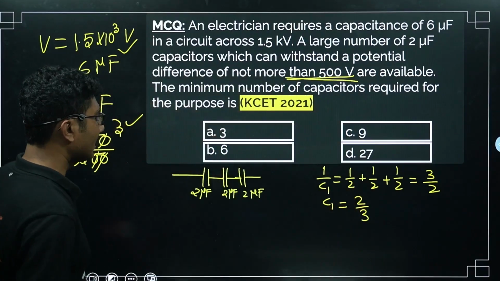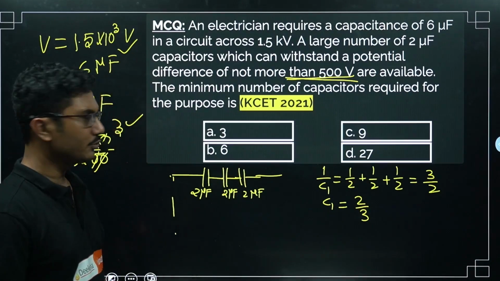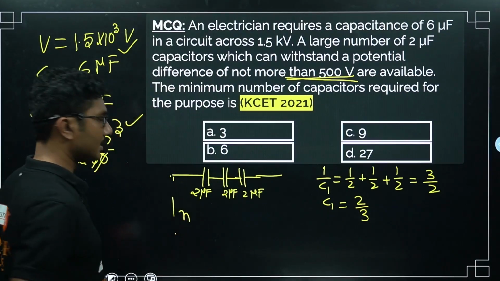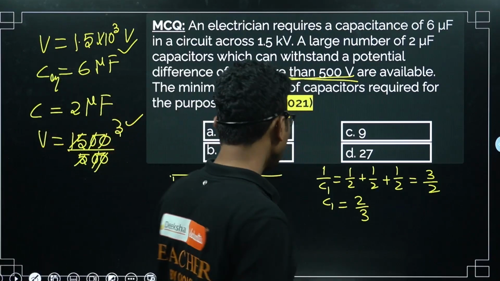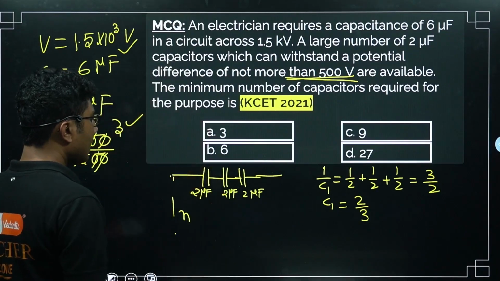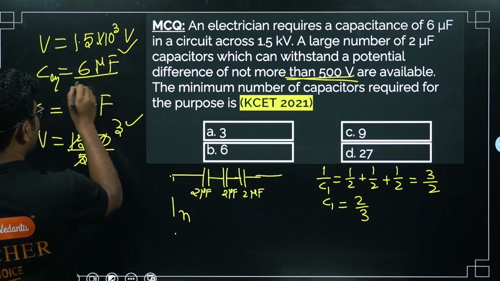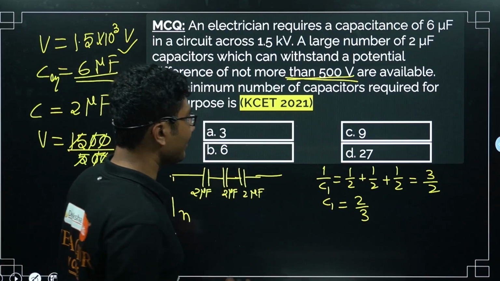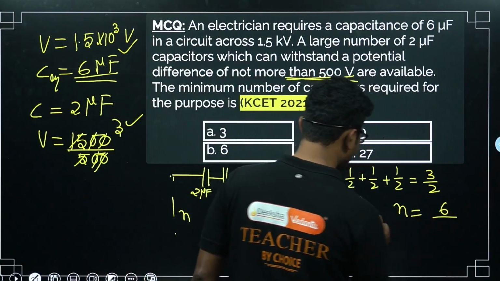Now this is one line. Now we need so many lines. Suppose we need n number of lines. Now all of their capacitance will be added. The total capacitance will be 6 microfarad. Now we can find N by dividing 6 by 2 by 3.